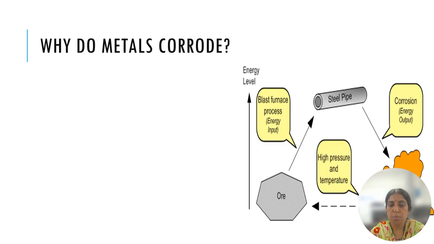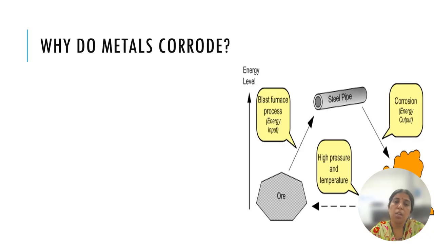So that's what has been mentioned. It is an energy input process where we are inputting the energy to get a desired product such as a steel pipe. Similarly, when we are using this pipe over a period of time, it has a higher energy level. This pipe tends to come to a lower energy level, which is in the form of rust. So the steel pipe gets corroded, it becomes rust which has a lower energy.